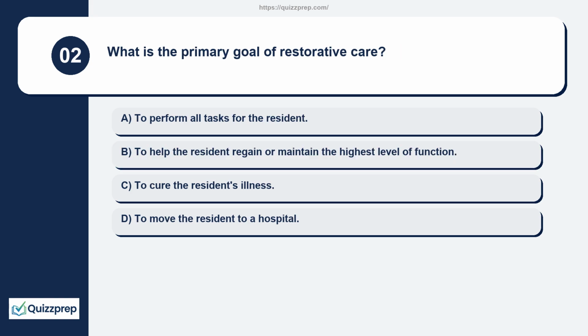Question 2. What is the primary goal of restorative care? To perform all tasks for the resident. To help the resident regain or maintain the highest level of function. To cure the resident's illness. To move the resident to a hospital.